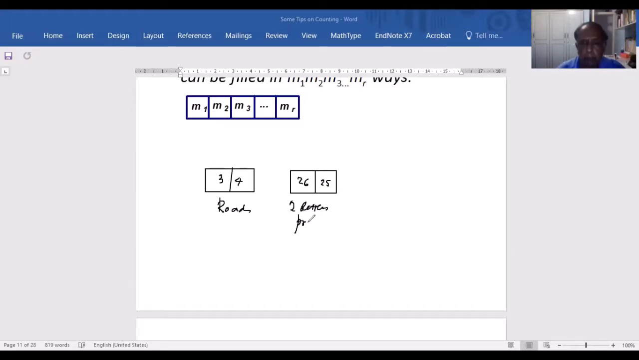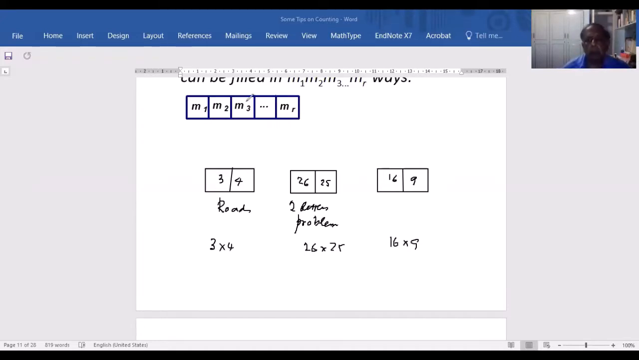Two letters problem. And likewise, the last problem that we did, again there, we had two boxes, but there we said the first tick could have been chosen in 16 ways. And once the tick was chosen, the cross could be chosen in 9 ways. So there, the answer here was 3 times 4. The answer here is 26 times 25. The answer here is 16 times 9.